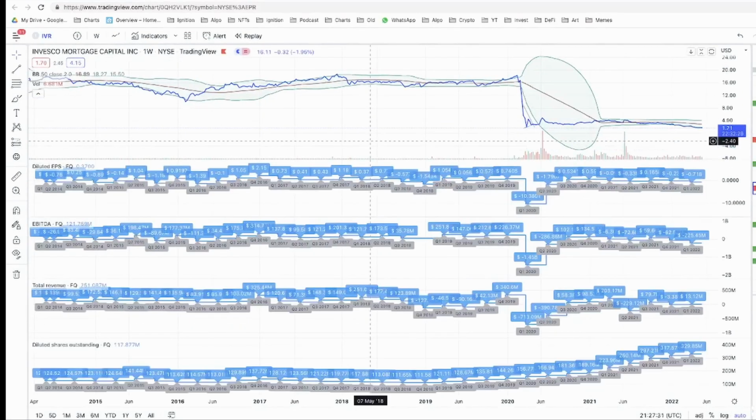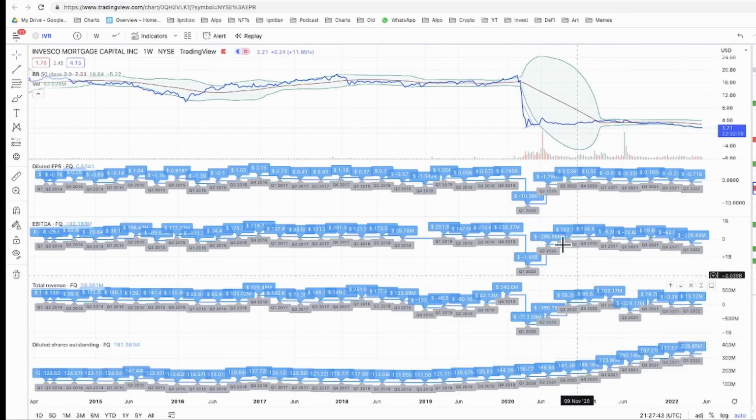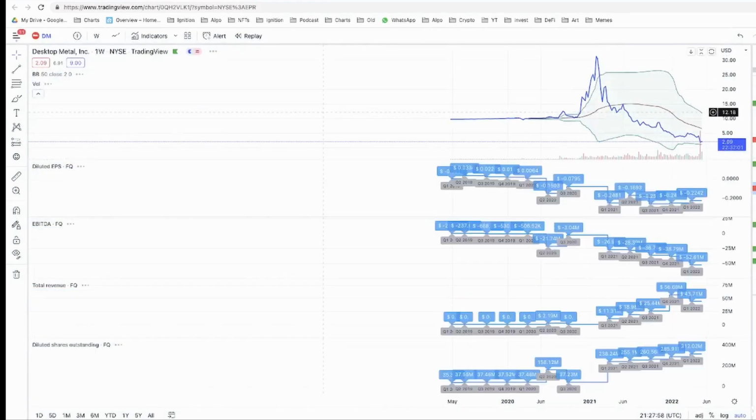Another example, there's a mortgage REIT, Invesco Mortgage. So again, rising share count, this time steadily, at a time when their business got impaired. So this is kind of a spiral a little bit, where you see the revenue numbers substantially hurt and then growing losses.